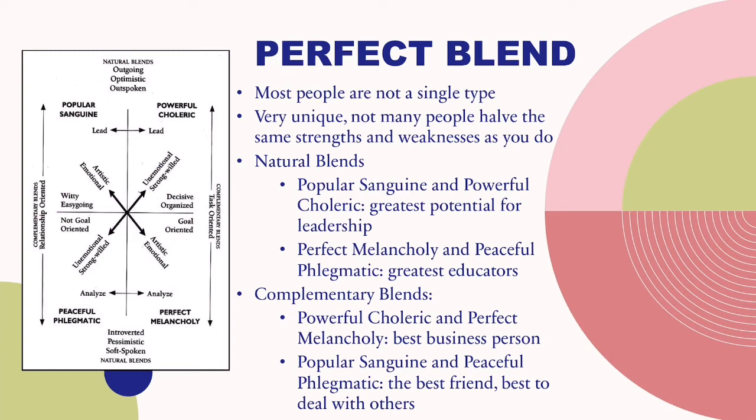So we had natural blends. Now we'll talk about complementary blends. We have powerful choleric and perfect melancholy. So these people are our best business people. They are very task-oriented and want to get things done. And then popular sanguine and peaceful phlegmatic. These are your best friends. They're the best people to deal with others. They're very relationship-oriented. I think this chart that we have here is one of the best that I've seen, and it helps us kind of look at the main components of each personality type and how they might overlap with others.